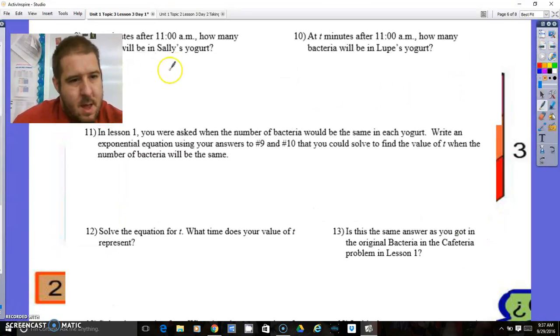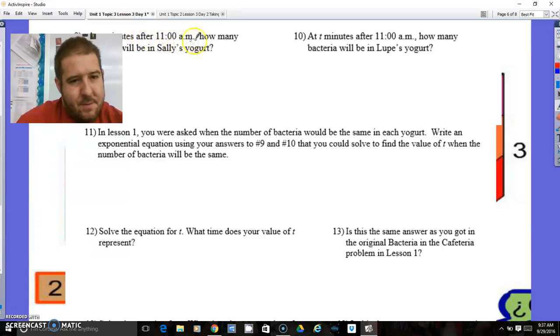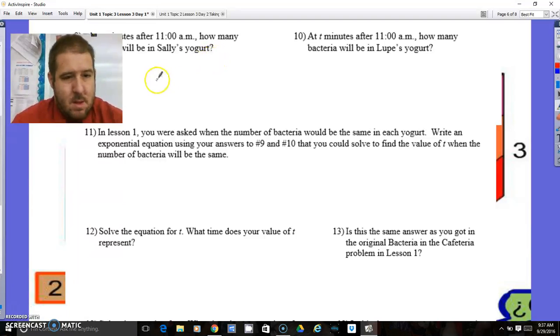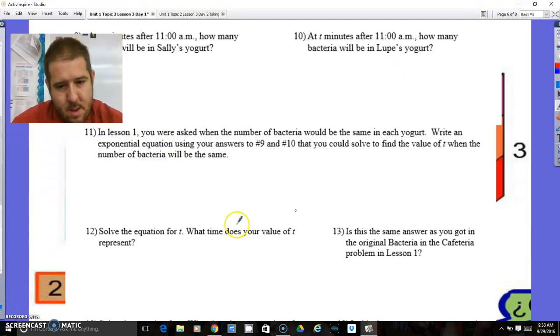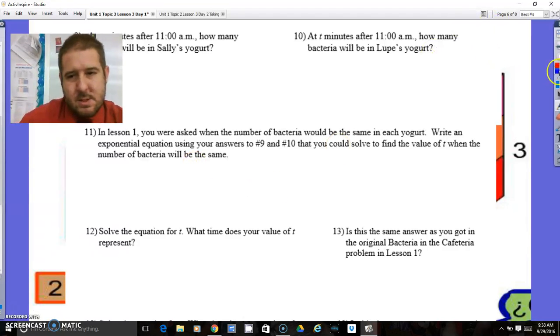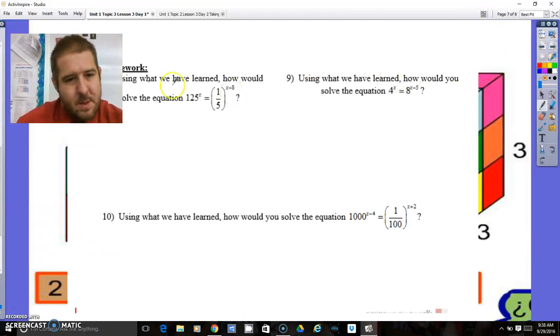All right. At t minutes after 11 o'clock, how many bacteria would be in Sally's yogurt? After t minutes, that would be just the number to the t power. At t minutes after 11 o'clock, how many bacteria would be in Lupe's yogurt? Well, that would be t minus 3 because you have to subtract those 3 that were not included. All right, so these questions are basically just leading you towards solving these word problems. So it's leading you towards doing questions like this.